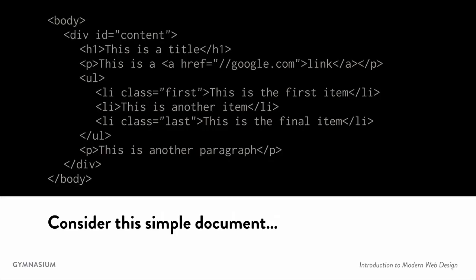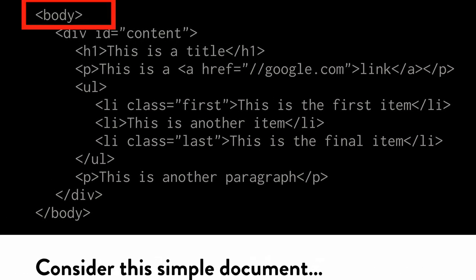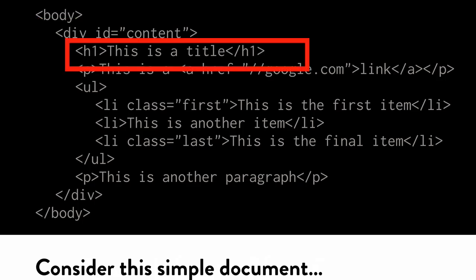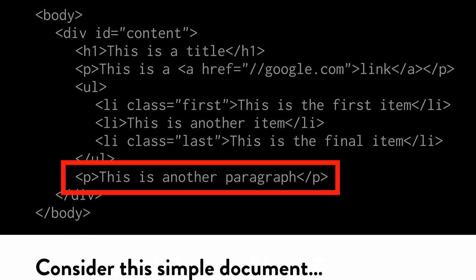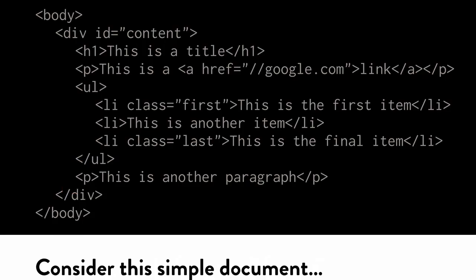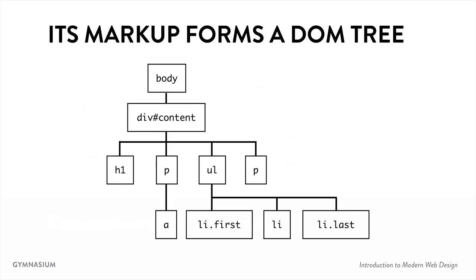So consider this simple document. Here we have a body with a div element. Inside the div element, we have an H1, a paragraph, an unordered list with list items in it, and another paragraph. All of this markup forms what's called a DOM tree.